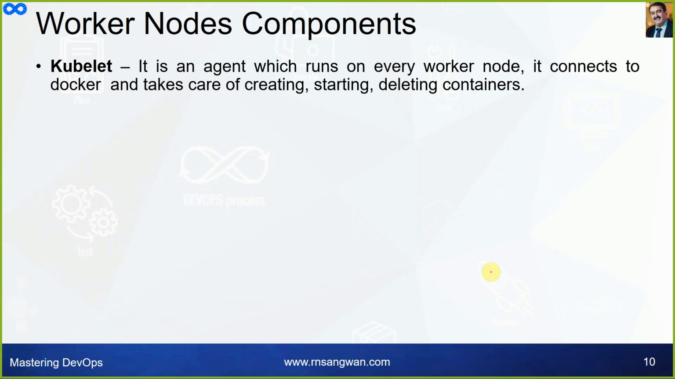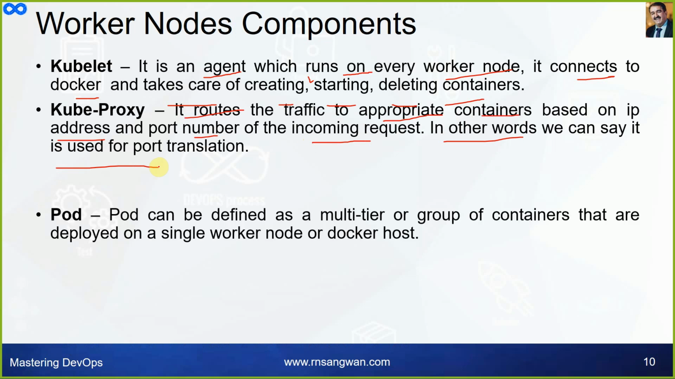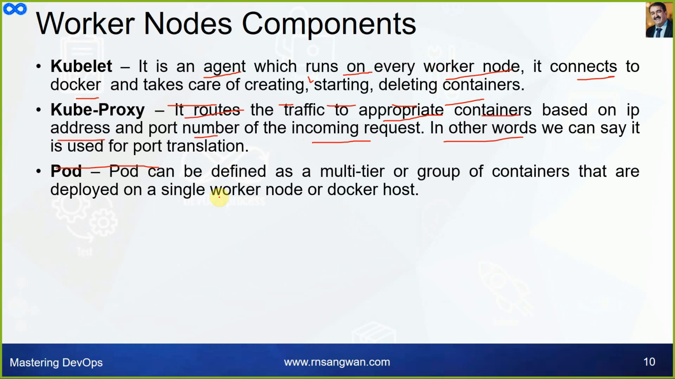Worker node components, what we need on worker nodes: kubelet, it is an agent which runs on every worker node. It connects to Docker and takes care of creating, starting and deleting containers. kube-proxy routes the traffic to appropriate containers based on the IP address and port number of the incoming request. In other words, we can say that it is used for port translation. A pod can be defined as a multi-tier group of containers that are deployed on a single worker node or Docker host.